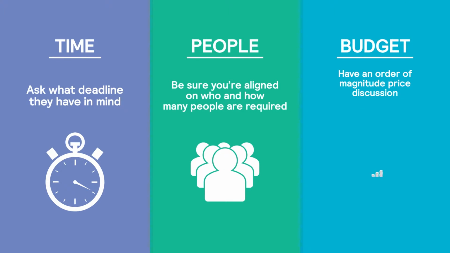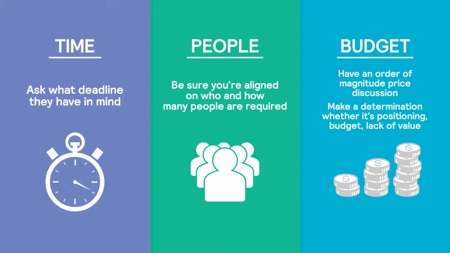Budget: have an order of magnitude price discussion. If you cannot gain agreement, then calmly relay this as a yellow light to the client and make a determination as to whether this is positioning, a lack of budget, or a lack of perceived value. Then work with them to find a creative solution.